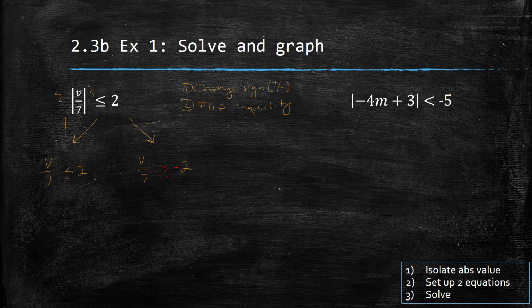From here you can go ahead and solve. So we're dividing by 7, so our inverse operation is to multiply. The easiest way to get rid of a fraction, remember, is to multiply by the denominator. So this cancels on this side. We're left with v is less than or equal to positive 14, or the union. Same thing over here. We multiply by 7 on both sides. That cancels there. v is greater than or equal to negative 14.